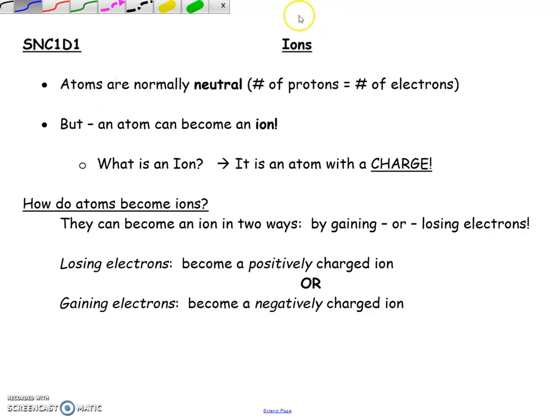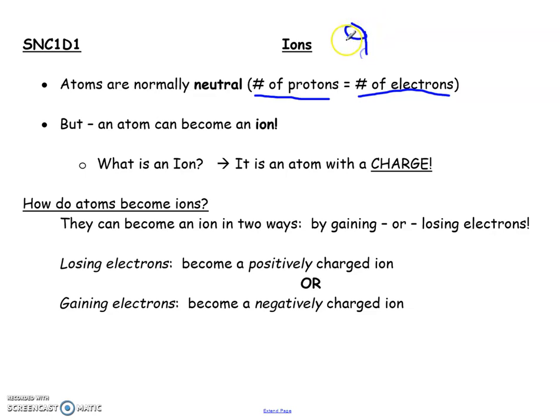So ions are different from atoms. Let's review what an atom is. An atom has a neutral charge, right? So atoms have charges of 0, meaning the number of protons is equal to the number of electrons. So if I have positive 9, so 9 protons, and I have 9 electrons.